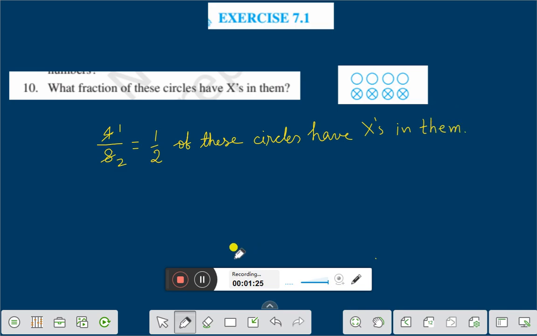Right. Again, here see there are 8 circles. Out of 8 circles, 4 circles have x in them. Therefore, it will be 4 by 8. And we change into lowest terms, 1 by 2. Therefore, 1 by 2 of these circles have x in them. This is the solution of question number 10.